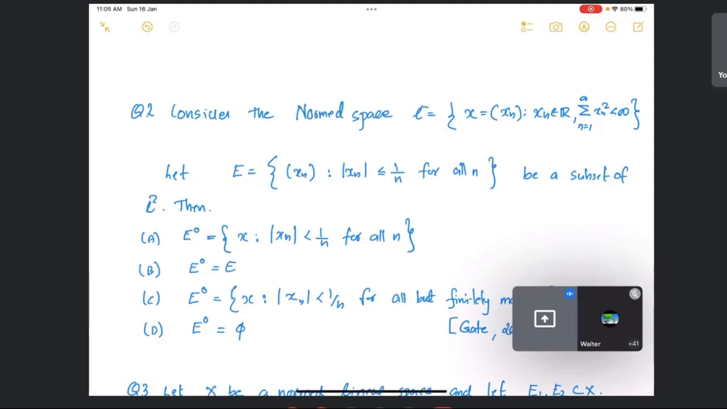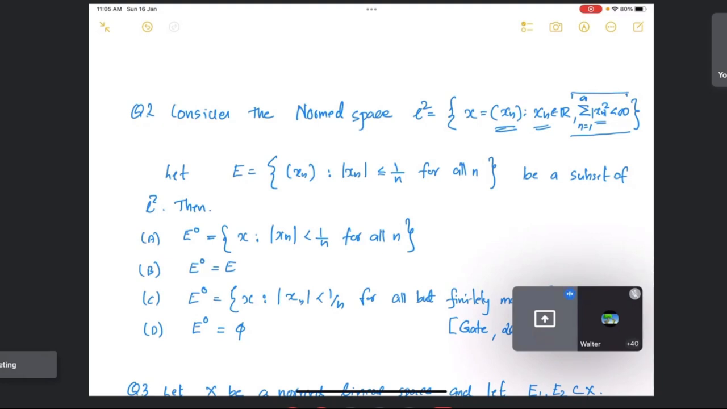So you consider the norm space L2, that I have already defined, which consists of all sequences x_n with this sum being finite. Here they are taking x_n from the reals, so there is no difference if you take modulus or not. If you are taking x_n from the complex field, then you have to put a modulus here. So this is the space of all sequences where this sum is finite. And now the question is, you consider this set of all sequences x_n such that modulus of x_n is less than or equal to 1 by n for all n.